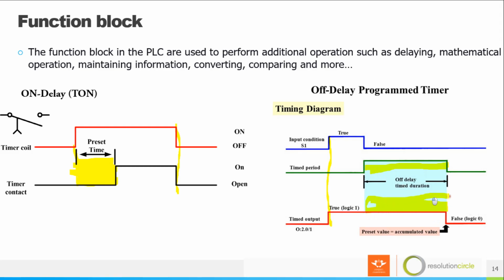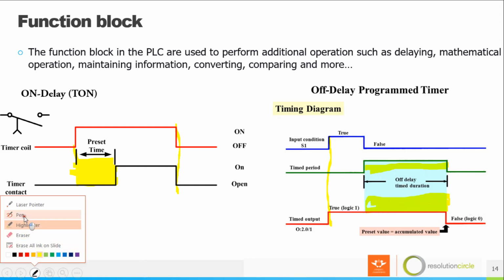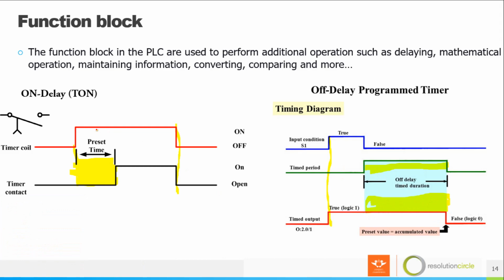So the difference between the two is that a timer on, which is TON in most PLC, your input must be high. It will delay before your output comes on.